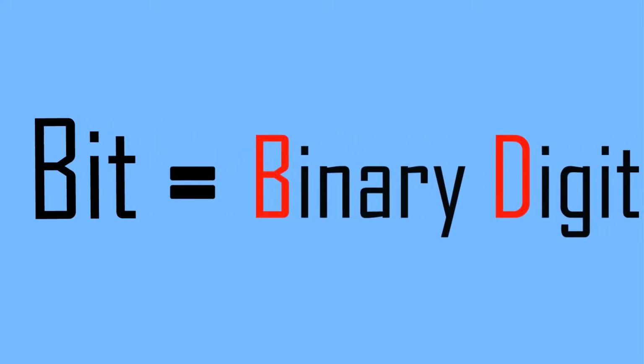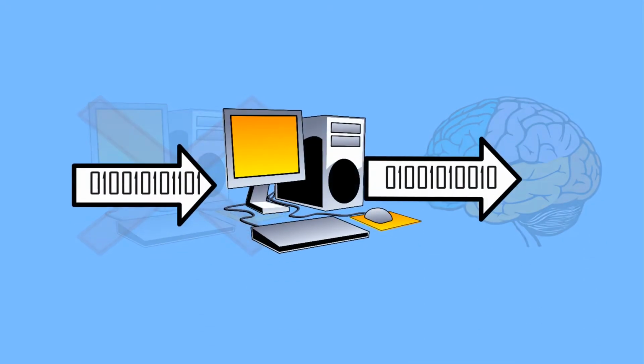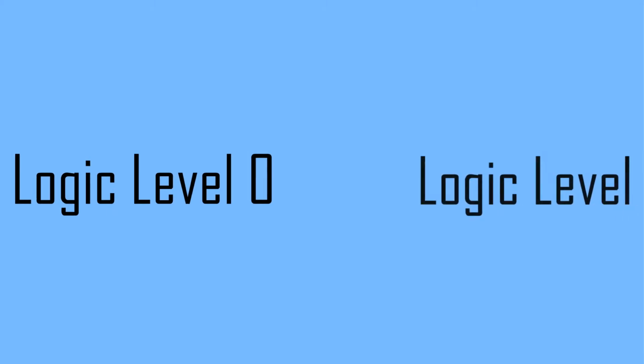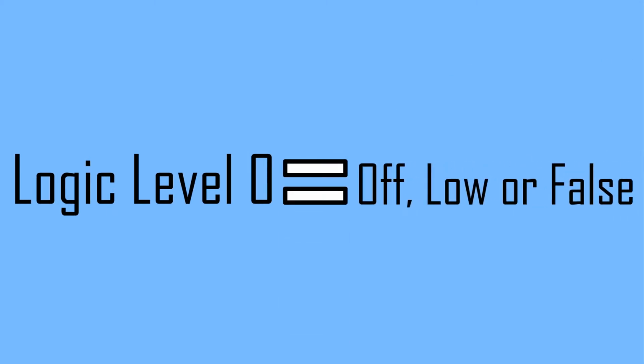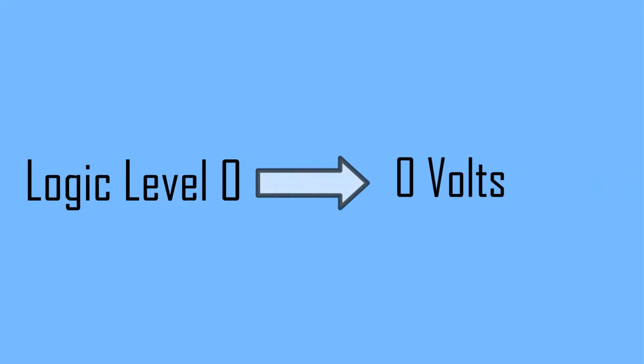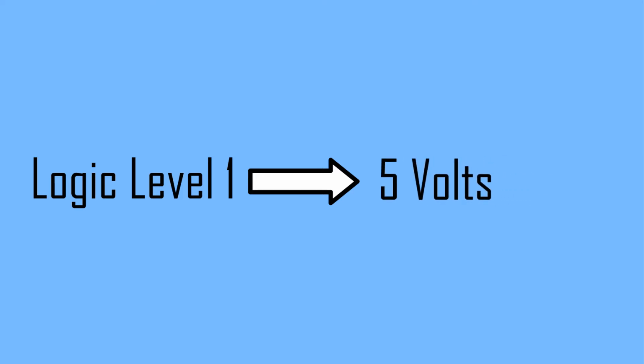Now before knowing what is 32 and 64-bit and what's the difference between them, we will have to first understand what a bit is. Bit stands for binary digit. The computer doesn't work like the way our brain works. The computer processes all the data and information using 0 and 1. It is also called logic level 0 and 1. Logic level 0 defines off, low, or false, and logic level 1 defines on, high, or true. Generally, logic level 0 represents 0 volts and logic level 1 represents 5 volts.